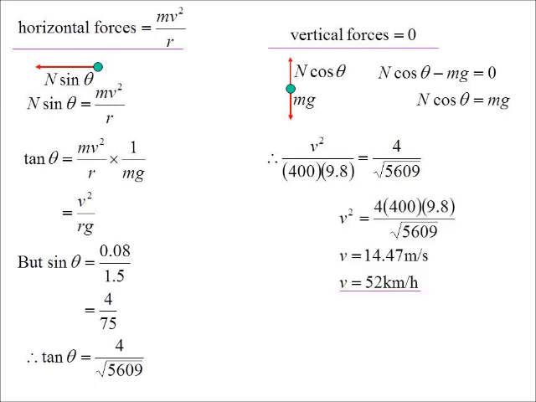We end up with, well, originally it's in metres per second, but obviously if you're driving a train or a car or whatever, kilometres per hour is probably a more useful measurement to have. So 52 kilometres per hour.